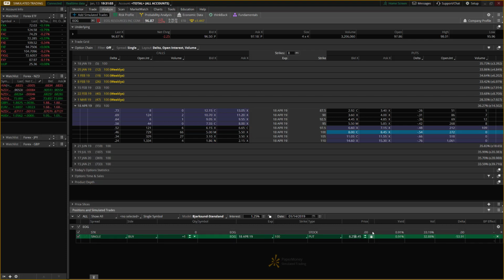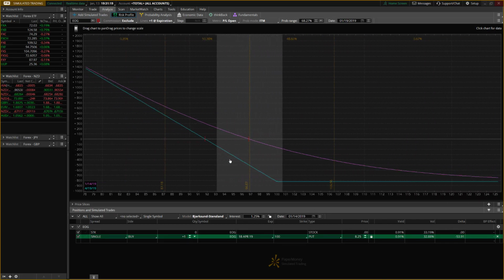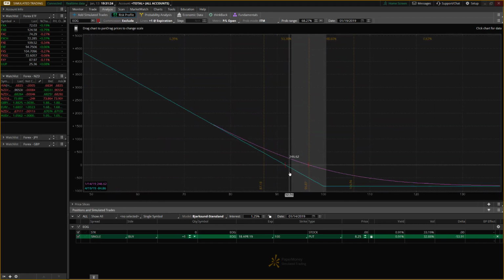$8.25. Now, in terms of that $8.25, that is per share. There's 100 shares in a contract, so I'm paying $825 per contract. If we go to the risk profile, this is what a risk profile looks like when you're looking at shorting a stock, and this specifically is one on buying a put option. As you can see, as the stock goes down, we make money. As the stock goes up, we lose money because we are projecting that the stock is going to go down, and we are buying a put option that makes money in that environment.